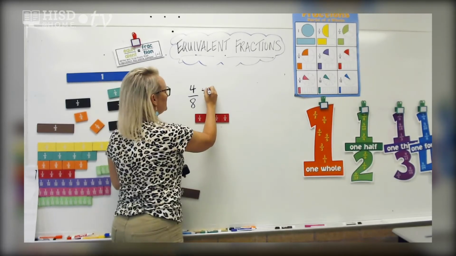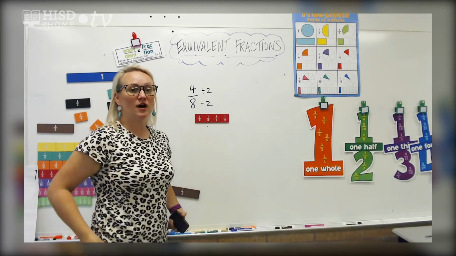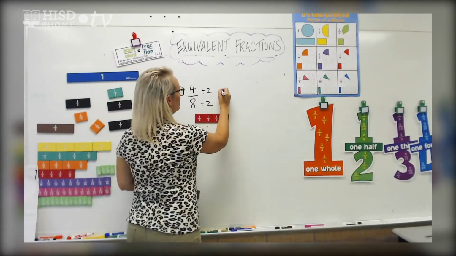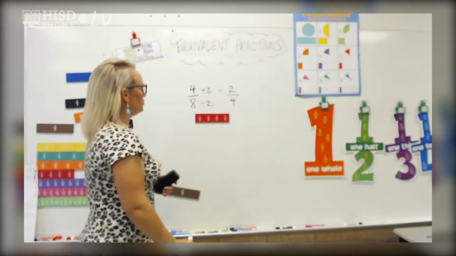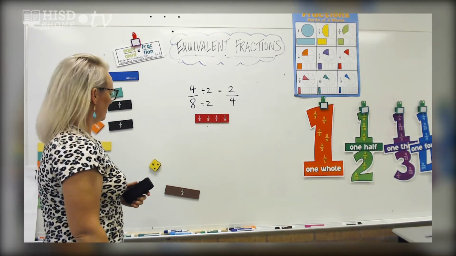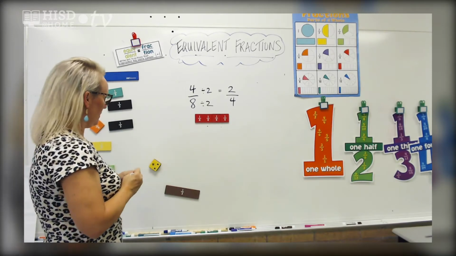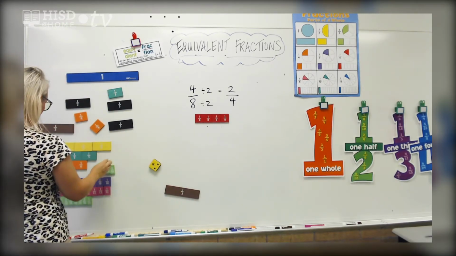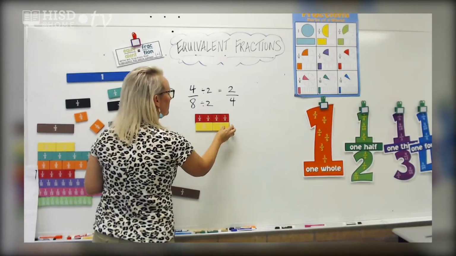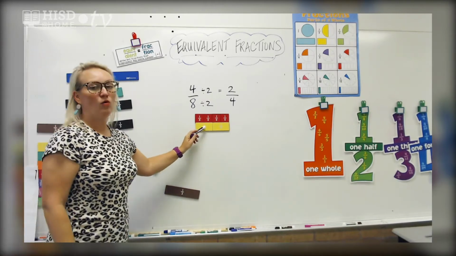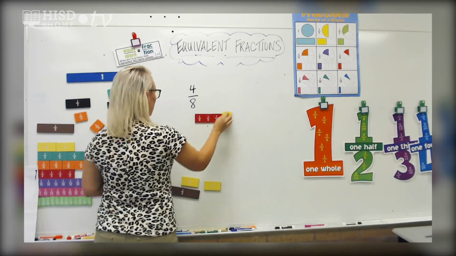So if I divide these both by 2, remember, it has to be the same thing that you do to the top that you do to the bottom. So 4 divided by 2 equals 2, and 8 divided by 2 equals 4. 2/4. So I should have 2/4, because I divided it by 2. So let's get our fourths. 1, 2, like that. I could get 2/4. I could also divide this by 4. Let's try that.